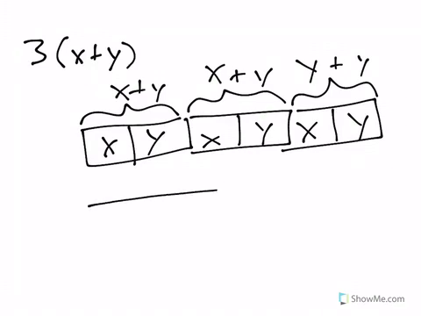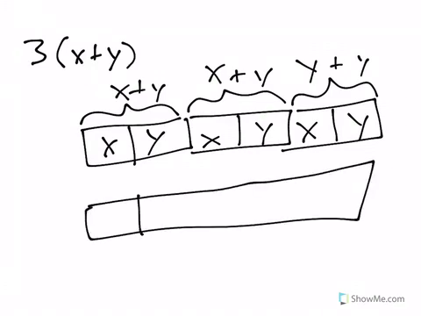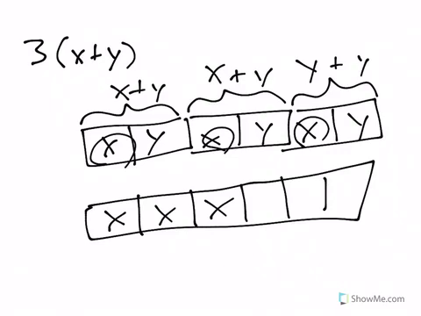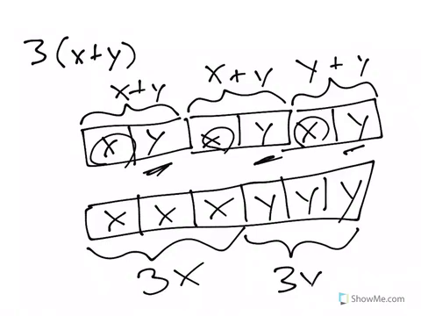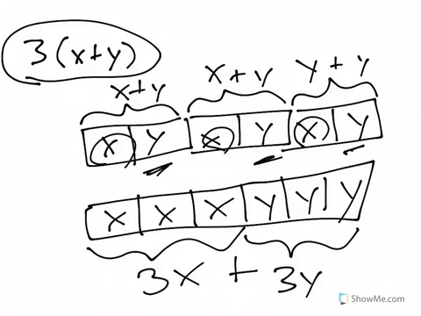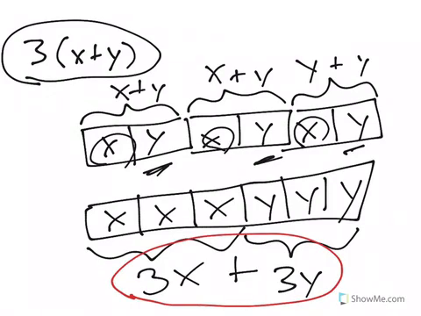Now, by combining like terms, I'm going to go ahead and rewrite this instead of erasing this time. I've got an x, an x, and an x that can go together. And I've got a y, a y, and a y that can go together. So we end up with 3x and 3y. And we remember that we are adding. So this expression up here is equivalent to this expression, 3x plus 3y.